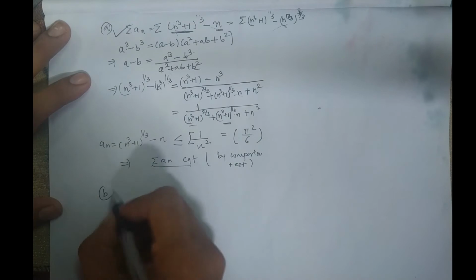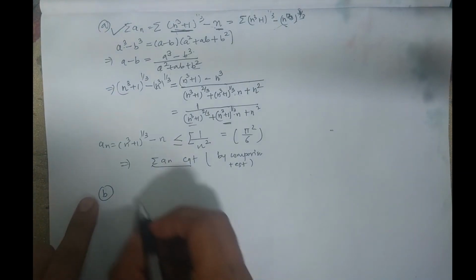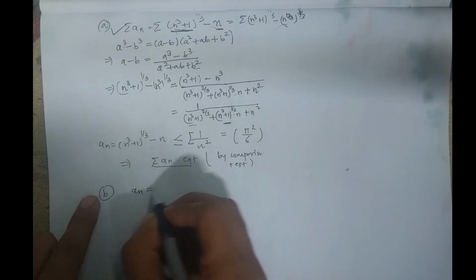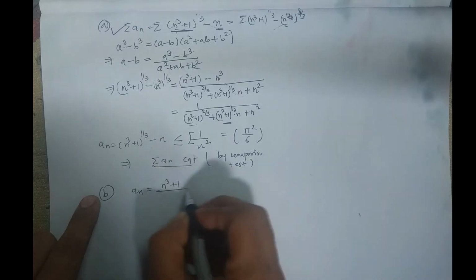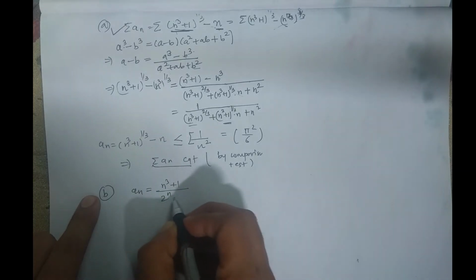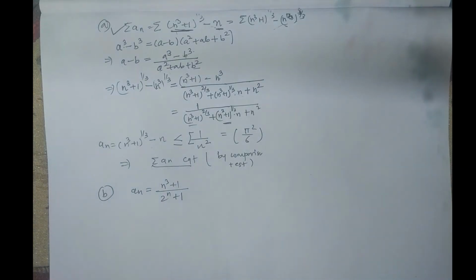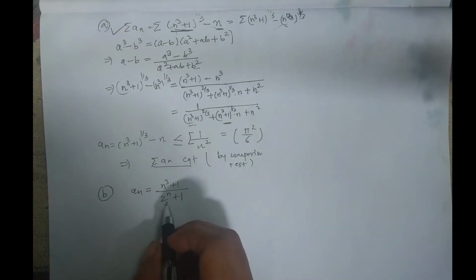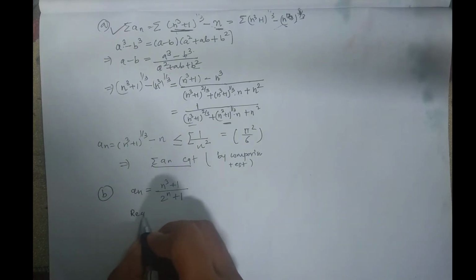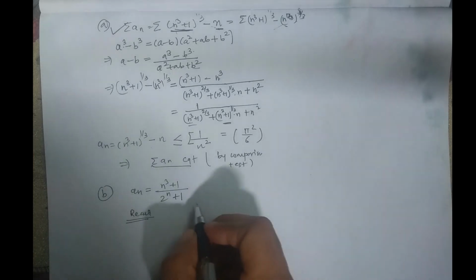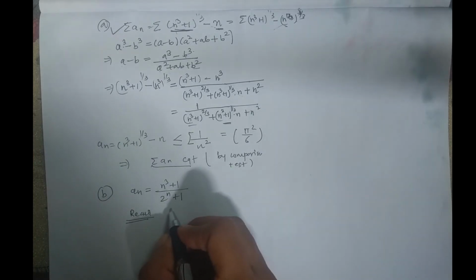Let's look at option B. What they have given is (n cube plus 1) divided by 2 raised to n plus 1. Okay, let's try to check whether this series is convergent or not. Before we go ahead, let me recall what the ratio test is. How do we check the ratio test?